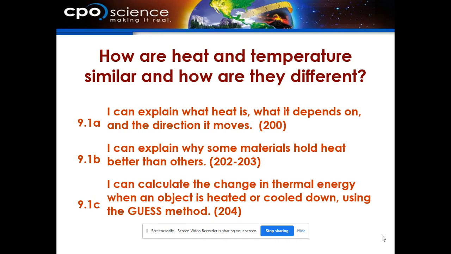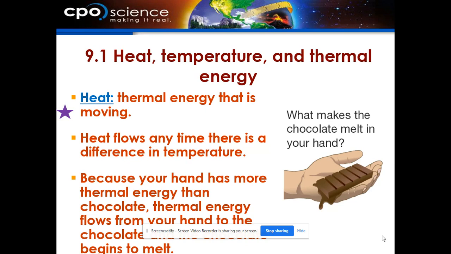9.1a: explain what heat is, what it depends on, and the direction it moves. Explain why some materials hold heat better than others, and then calculate the change in thermal energy and specific heat is what we're looking at with that one. So there are some calculations along with this section. As we start here, get rid of that for us.